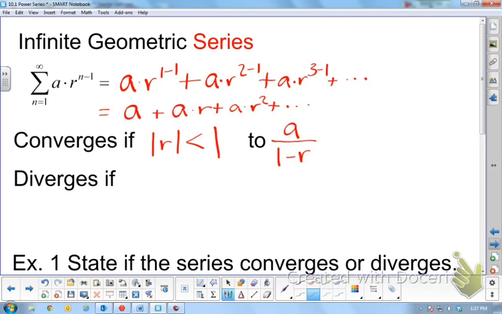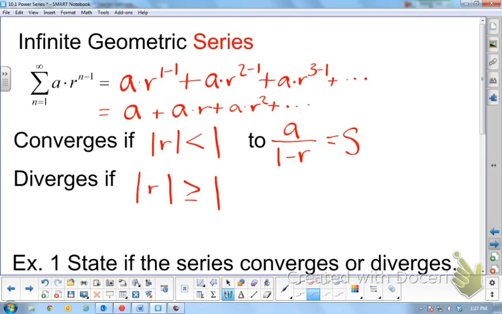They also call this the sum, because it's what you're getting when you add all of these terms together. It will diverge if the absolute value of r is greater than or equal to 1.